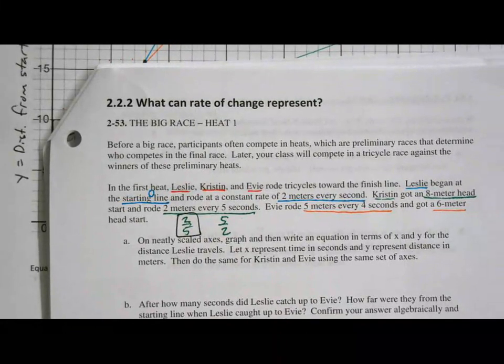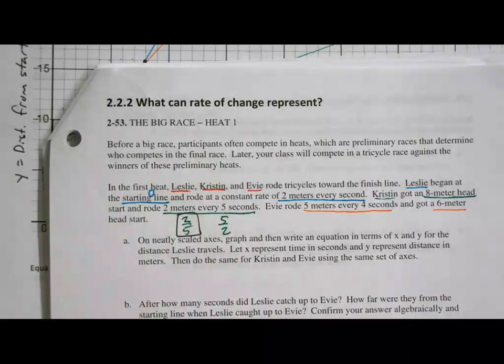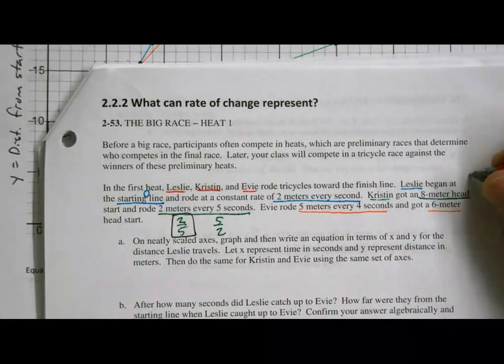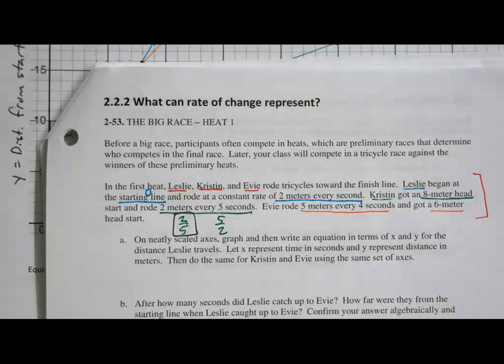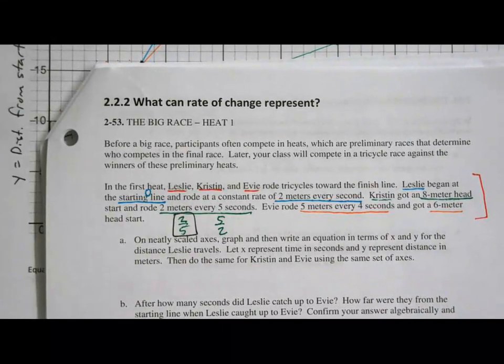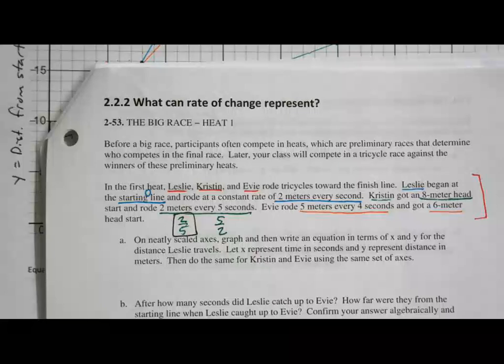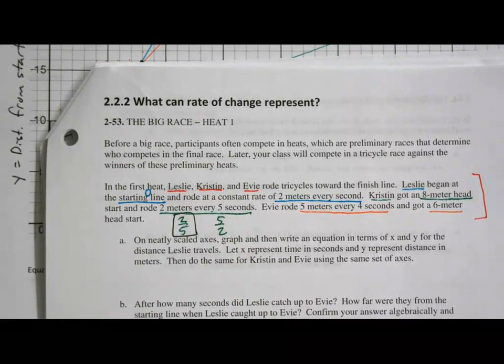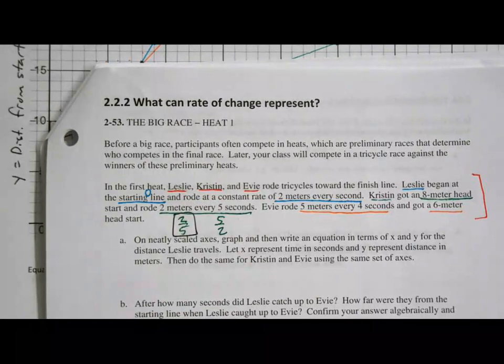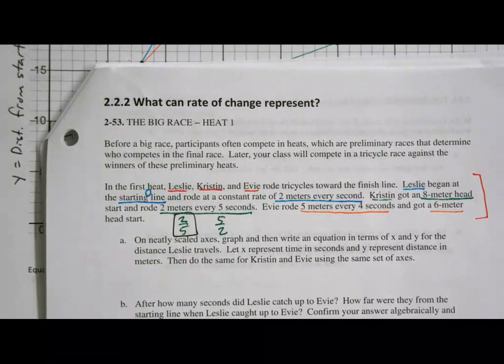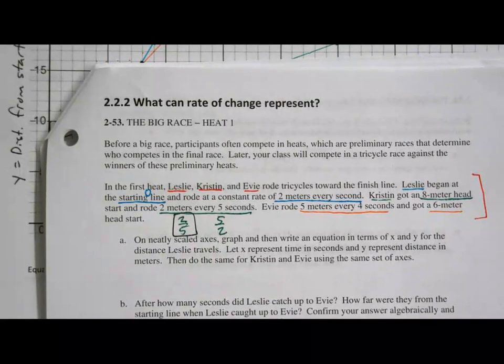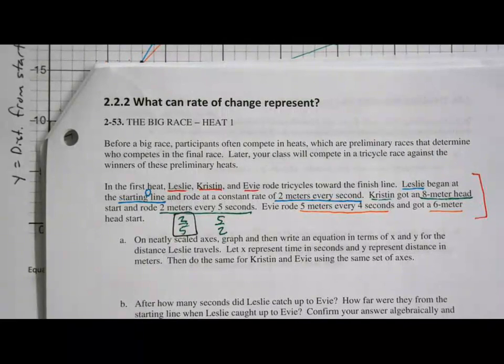Inside of our packet, they gave us this paragraph that told us about this tricycle race between Leslie, Kristen, and Evie. And what we did is we carefully read through each piece. Each sentence gave us some information about one of those three racers. And by reading the sentences, we were able to find two key pieces of information for each racer. We figured out where they started.